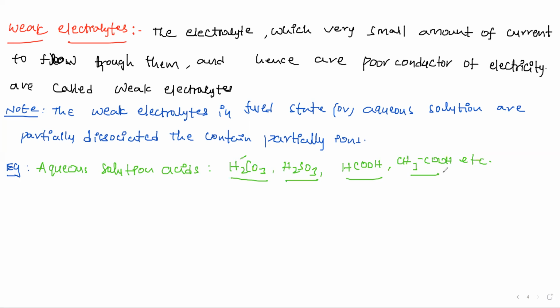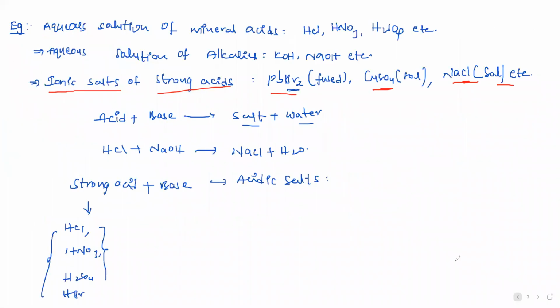And next, aqueous solution of bases. The two weak bases only. Examples are copper hydroxide and ammonium hydroxide NH4OH, etc. In strong electrolytes we can write bases also, that is NaOH, KOH.